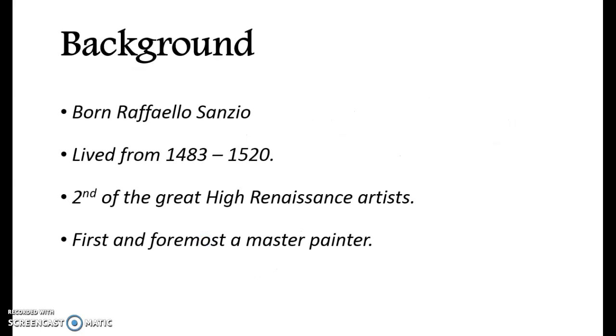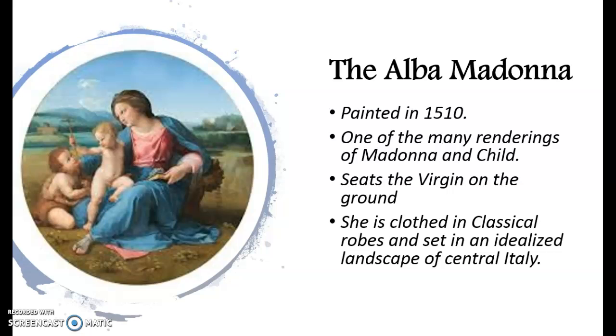So the background: Raphael was born Raffaello Sanzio, lived from 1483 to 1520, and is considered the second of the great High Renaissance artists, and first and foremost a master painter. They considered him to be other things as well, such as an architect, but he was mostly considered a master painter of that time. The first painting I'll cover is the Alba Madonna. It was painted in 1510. This is just one of many of the renderings he did of Madonna and Child.